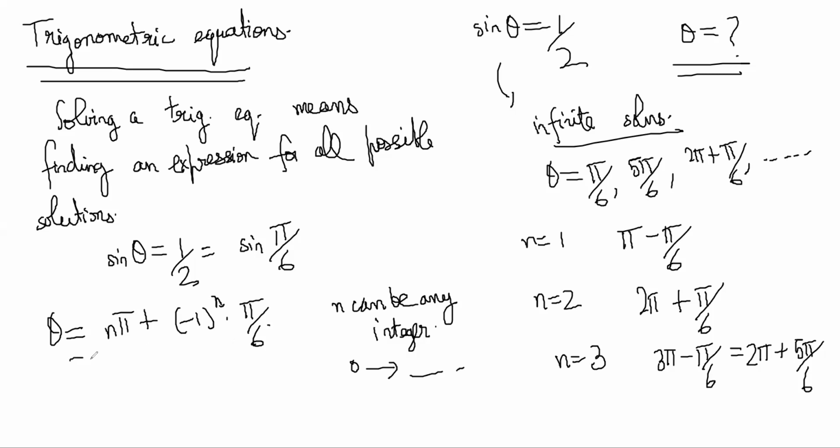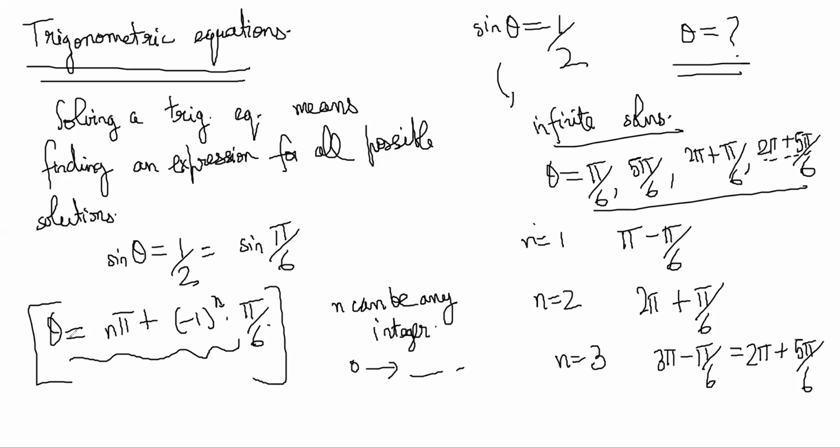Is everyone understanding why this is a formula that covers everything? Can you explain the formula part again? So theta is equal to n pi plus minus 1 to the power n pi by 6. Okay. So pi by 6 is this angle. Sin theta is equal to sin pi by 6 was happening, no? So now take n is equal to 0.